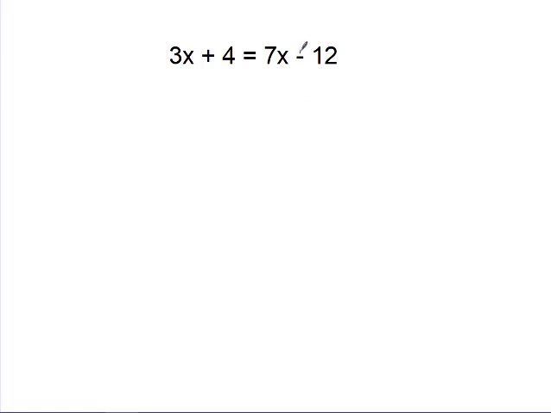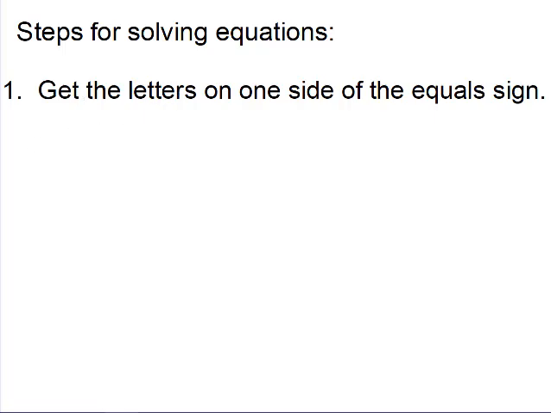So let's try this again. I'm going to take this subtraction sign, I'm going to change it to an addition. I'm going to take this 12 and change it to a negative. And now, our first step was to what? Get our letters on one side. So we're going to do that.